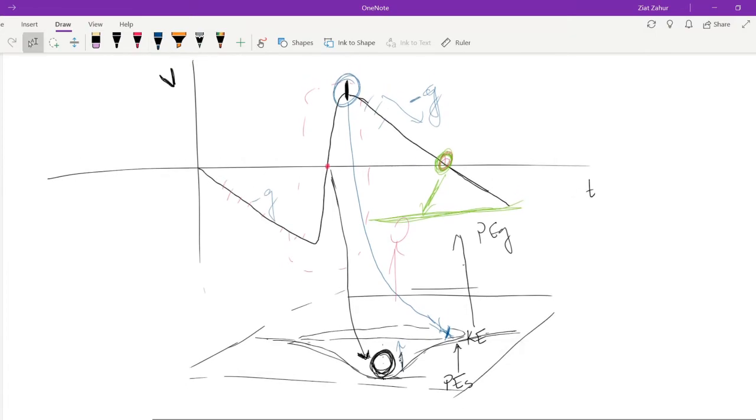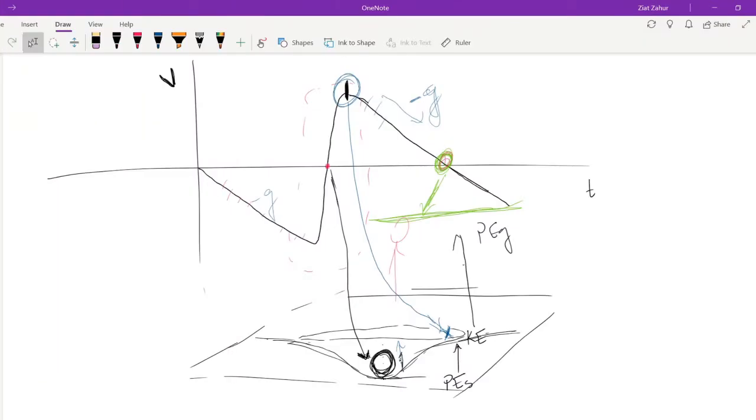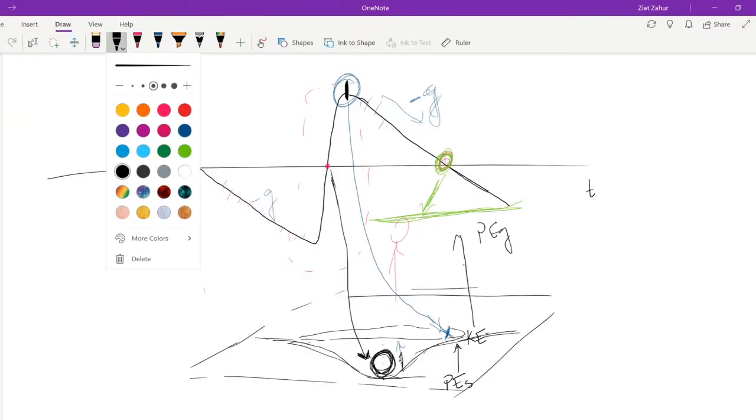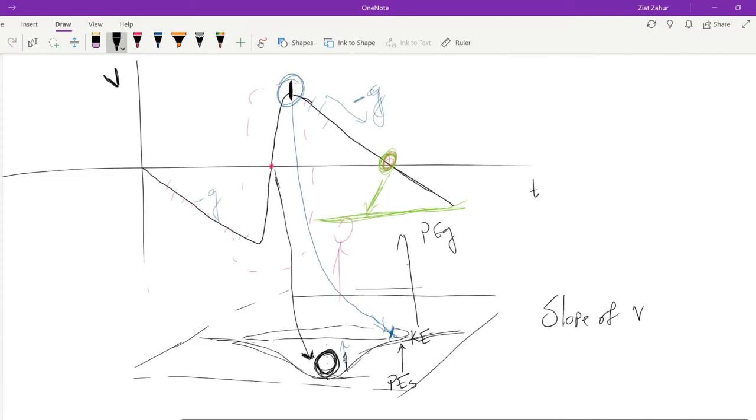All right. So finally, let's get to the actual question. The question says, how can this graph be used to determine the acceleration of gravity? Well, I went too fast there. I kind of did it blindly. The slope, of course, the slope of the velocity-time graph gives acceleration.